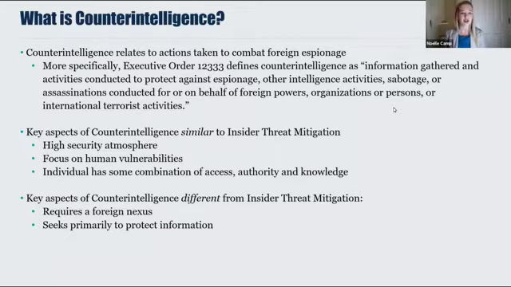Additionally, counterintelligence seeks primarily to protect information, intangible information, oftentimes classified or sensitive. Insider threat mitigation, on the other hand, deals primarily with tangible special nuclear material.